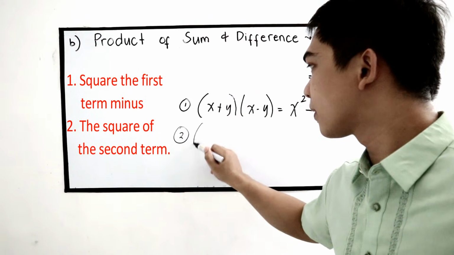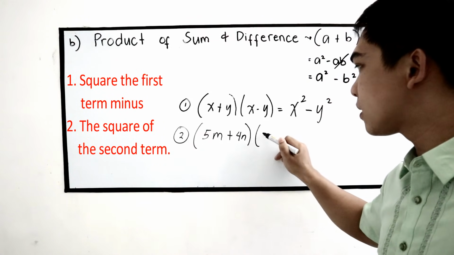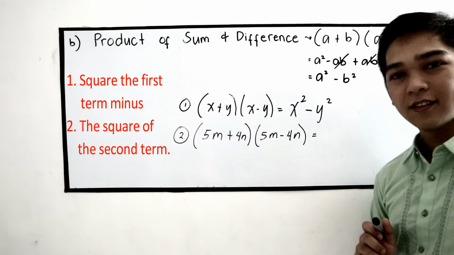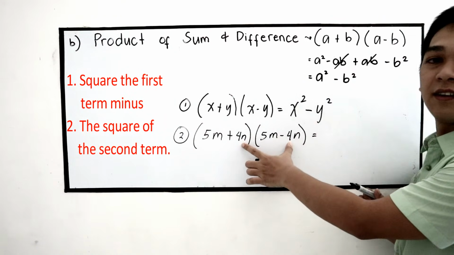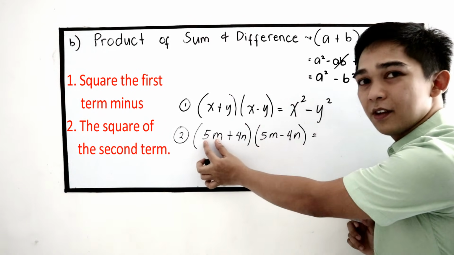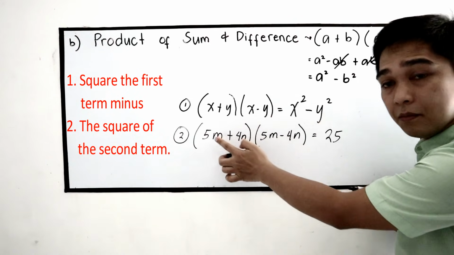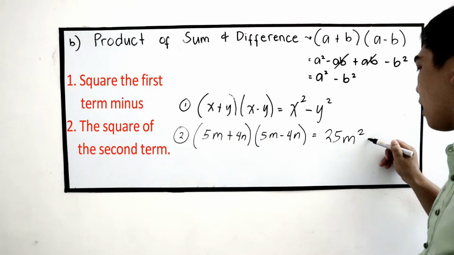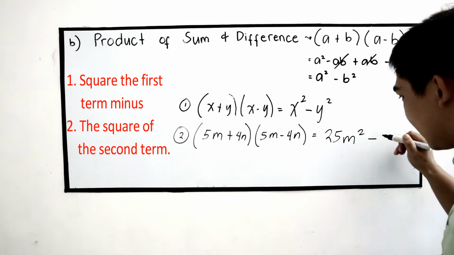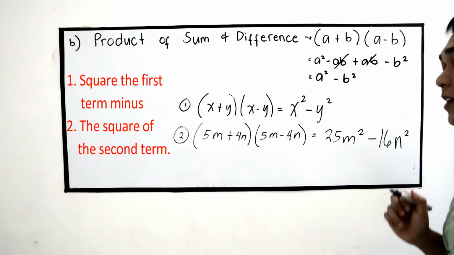Second example: (5m + 4n)(5m - 4n). So we can use the shortcut. Square the first term. 5 squared is 25. The variable is m, so m squared. Minus 4 squared, that is 16. The variable is n, so we have n squared.